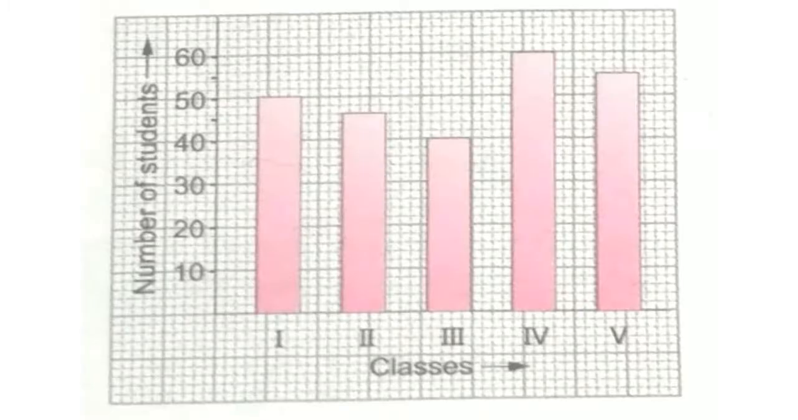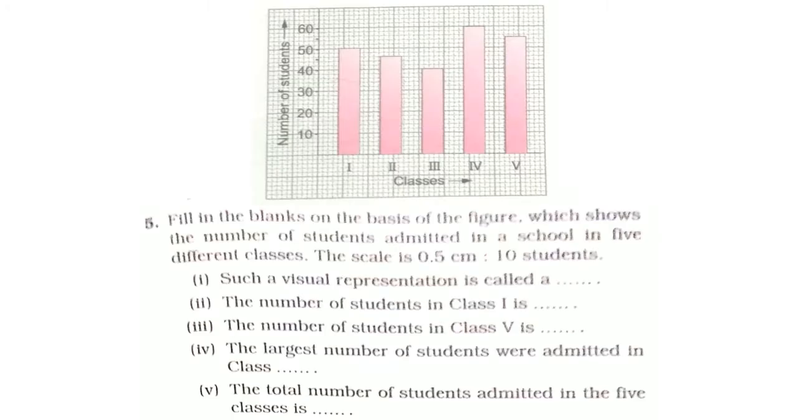Children, let's try to understand this bar graph. If you see, the breadth of each bar is equal and the gap between each consecutive bar is equal. Next, the two axes are well labeled. Vertical axis shows the number of students and the horizontal axis shows the various classes. Class 1, 50 admissions. Class 2, 45 children. Class 3, 40. Class 4, 60. And class 5, 55 admissions. Clear? Now let's try to answer these questions.